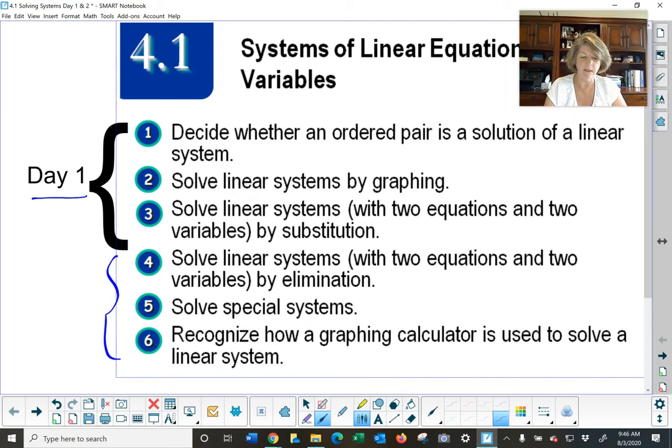So today we're going to decide whether an ordered pair is a solution for the linear pair. We're going to solve it by graphing. And also, we'll talk about a substitution method today. So let's get started.